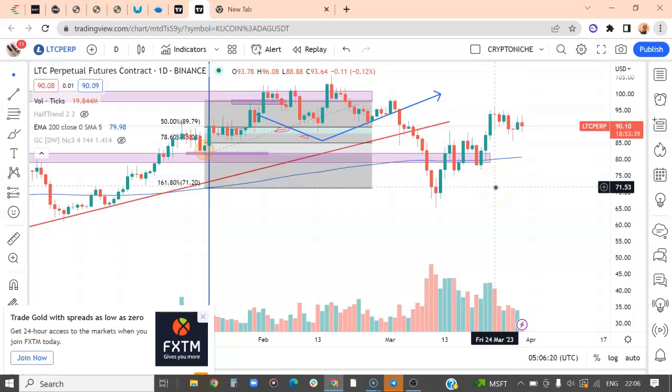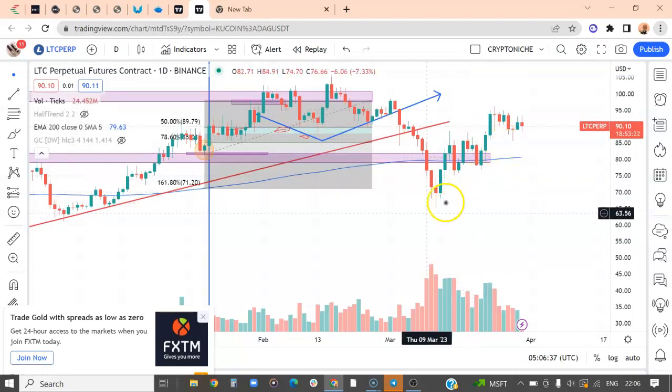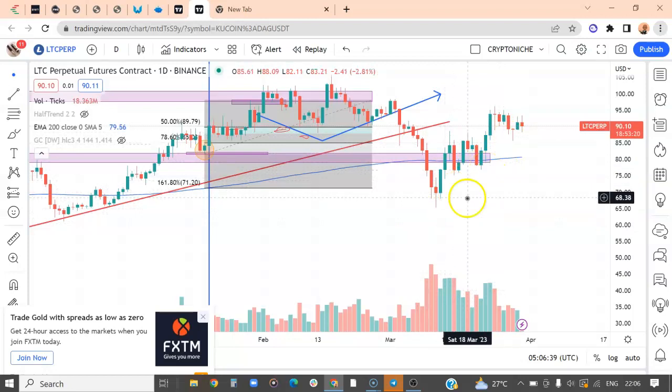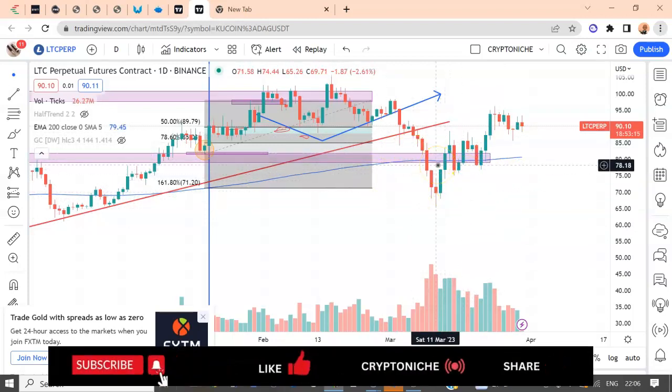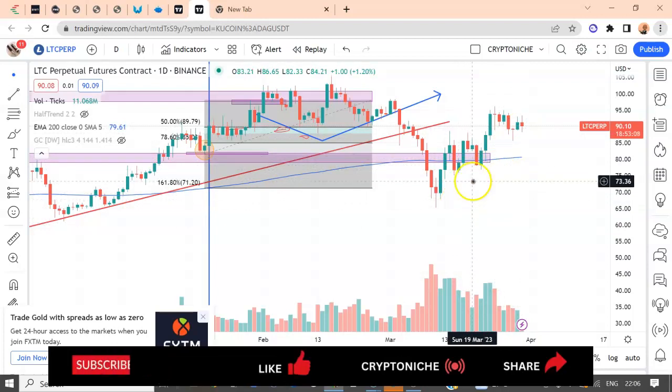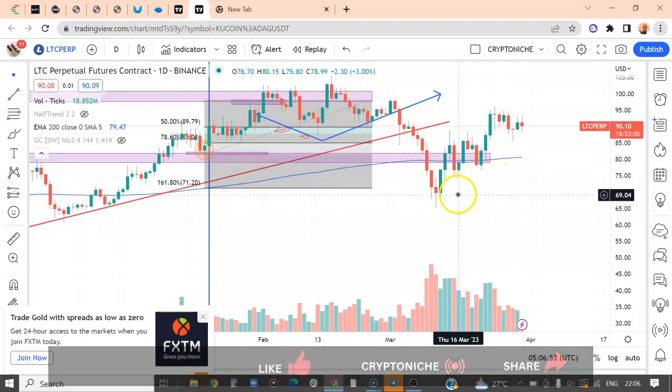Those who understand candlestick patterns very well will agree with me that having this doji here, this cross here, is an indication that the bears are getting exhausted gradually. And that is why I posted something in the Telegram channel that it makes sense to start scaling into Litecoin gradually. You don't absolutely need to go all in at once.